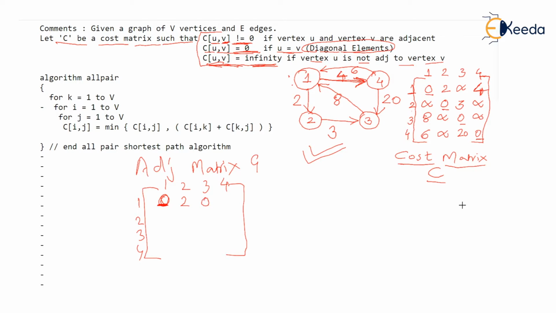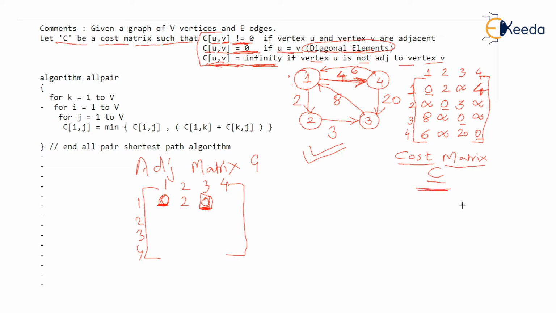Now that's the big difference, you see. 1 to 3 is 0 because there is no edge from 1 to 3. So in the adjacency matrix, 1 to 3 is going to be 0. But in the cost matrix, 1 to 3, row 1 and column 3, is going to be infinity. Because if U does not have an edge to V, then U comma V is set to infinity in the cost matrix. Why are we doing this for the cost matrix?